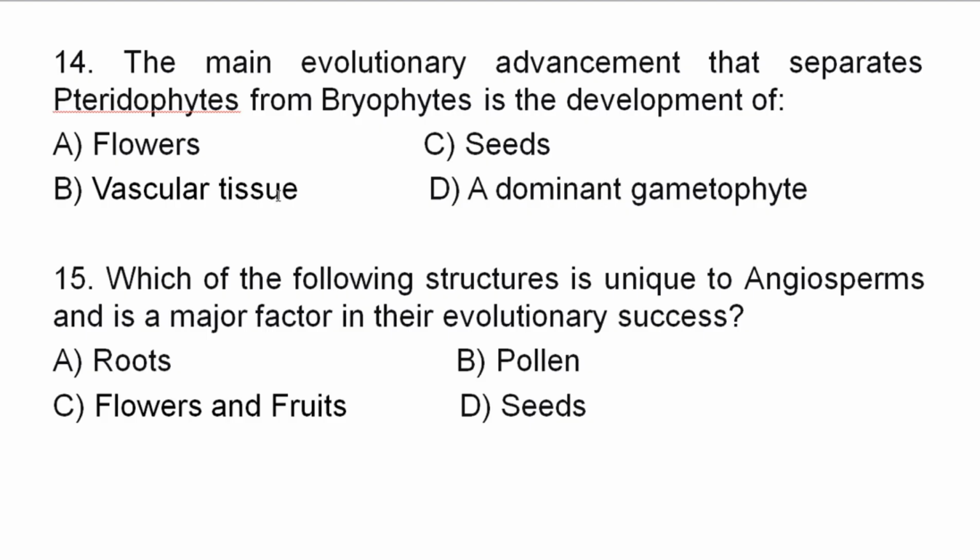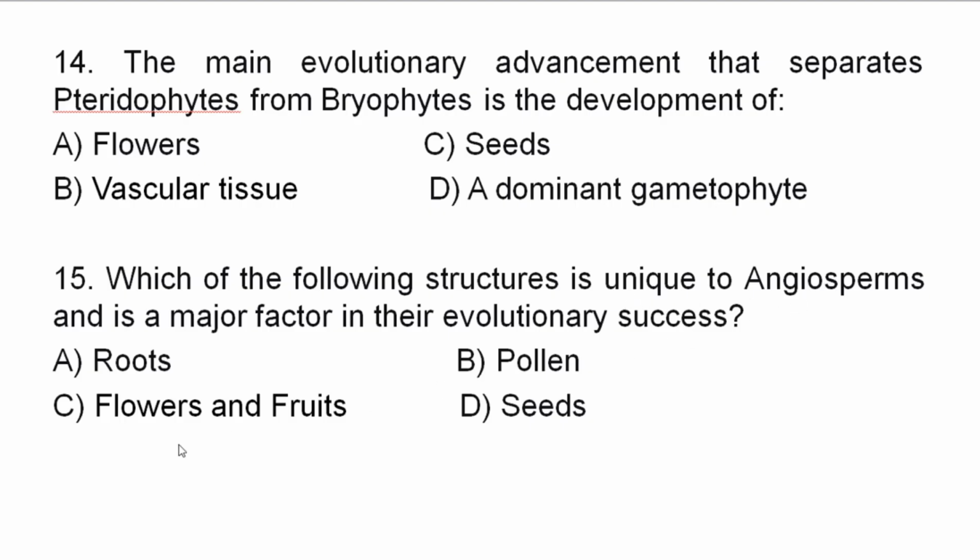Good. Question number 15. Which of the following structures is unique to Angiosperms and is a major factor in their evolutionary success? A, roots, B, pollen, C, flowers and fruits, D, seeds. Which one of the following is unique to Angiosperms? And these structures are a major factor in the evolutionary success of Angiosperms. They are the most advanced, they are the most diverse, and they live in terrestrial environments, in different ecosystems. So which structures are unique to Angiosperms?